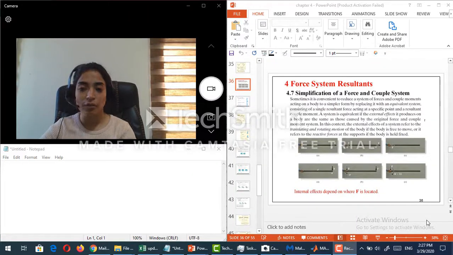Okay, good morning, guys. So this is the start of a new part in chapter 4, which is called Force System Resultants. In this part, we will learn how to simplify our system force into a force resultant with a moment or force resultant on some points on this body. So basically in this part it is about the simplification of the force and the couple system, and we will take a lot of special cases, and we will study how to simplify such systems. So let's start.